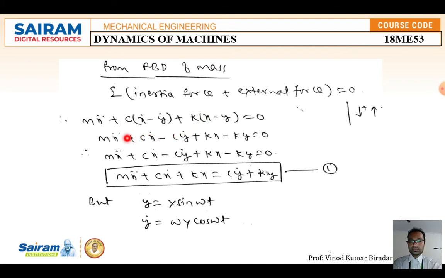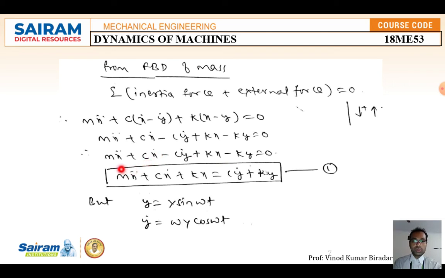Just to multiply this, mx double dot as it is, c x dot minus c y dot plus kx minus ky is equal to 0. Therefore, you are going to get mx double dot plus c x dot minus c y dot plus kx minus ky. But the negative signs, minus cy dot and minus ky, you just transfer to that side. So mx double dot plus cx dot plus kx is equal to ky plus cy dot. This is the equation we derived from that.